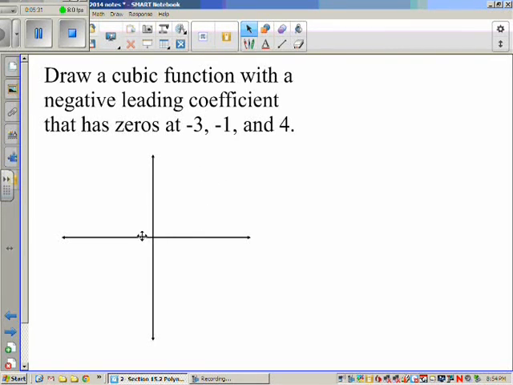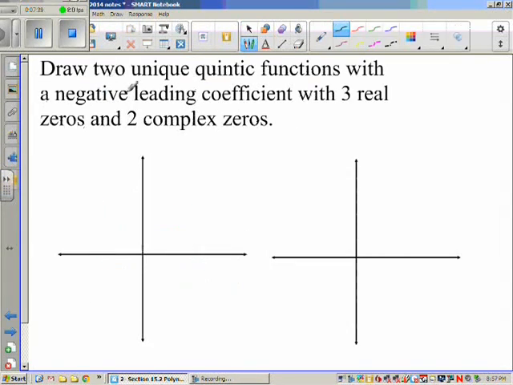Okay, when you did this problem, you put dots at -3, -1, and 4. The leading coefficient being negative makes it look like it decreases from left to right. A graph like this would work. Okay, go ahead and read this one and try it on your own and then hit play. Quintic functions are degree 5.